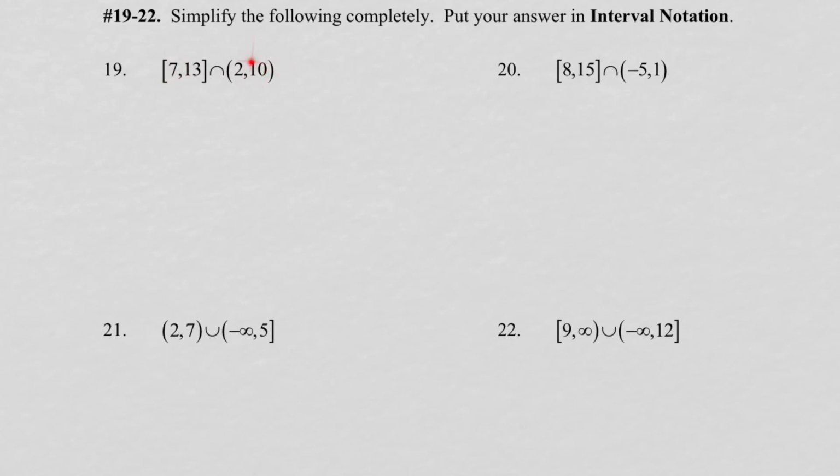Okay, first thing you want to do is make a number line and pop all those numbers in order down on it. So 1, 2, 3, 4, there's 4 numbers. 2 comes first, then 7, then 10, then 13. 7 to 13 with brackets looks like this. 2 to 10 with parentheses looks like this.